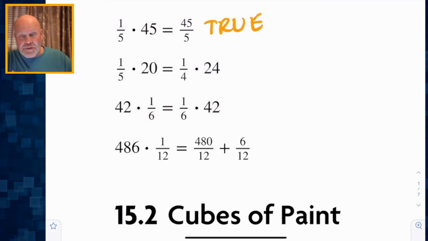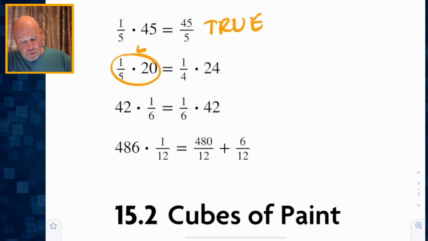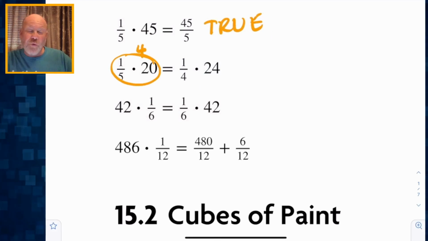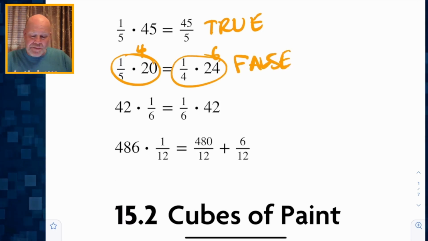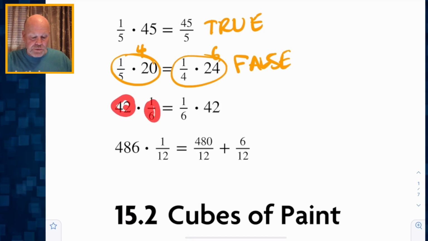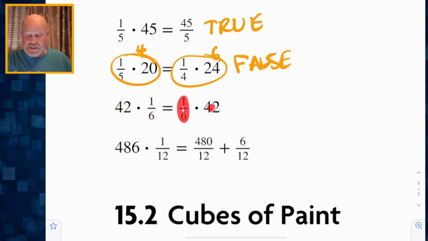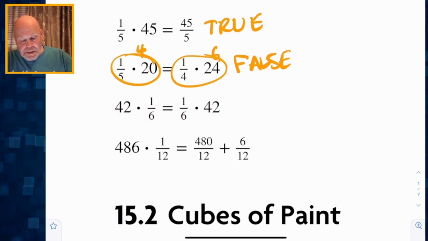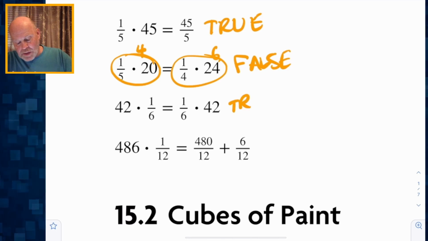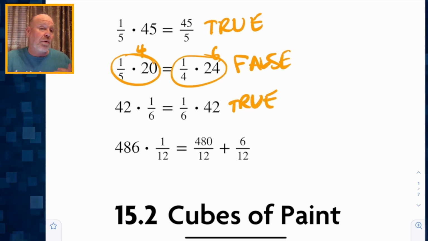And let's see, 1/5 of 20. So that's going to equal 4. And then 1/4 of 24, that's going to equal 6. So that is definitely false. And then this next one, 42 times 1/6 is the same thing as 1/6 times 42. I don't even have to multiply it out. The answer is 4 in both cases. But I don't even have to in order to identify whether it's true or false.